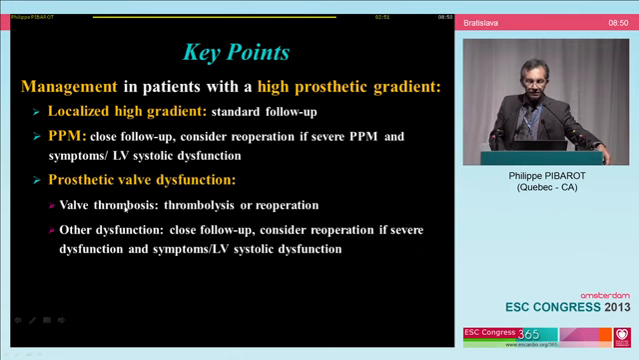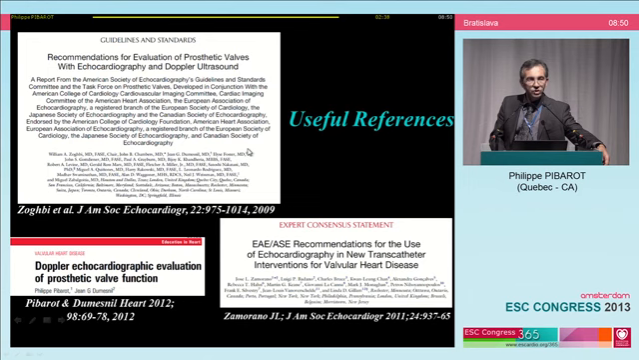If there is prosthetic valve dysfunction and you suspect thrombosis, of course, you need to consider treatment, thrombolysis, or reoperation. Other dysfunction, close follow-up, and again, consider reoperation if dysfunction is severe and you have symptoms. And I refer you to these very useful documents, and thank you very much for your attention.